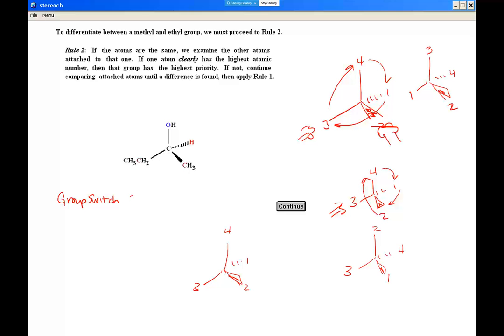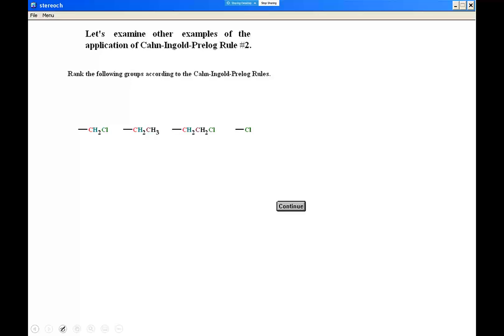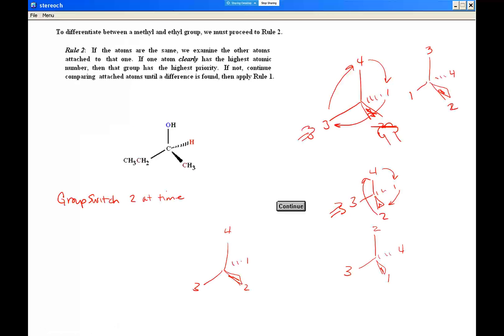When I group switch, I'm going to switch 2 groups at a time. So for instance, with this molecule right here, I can switch 2 groups at a time. What's going to be my first switch in this molecule right here? If I get to switch two groups, what two groups should I switch first?